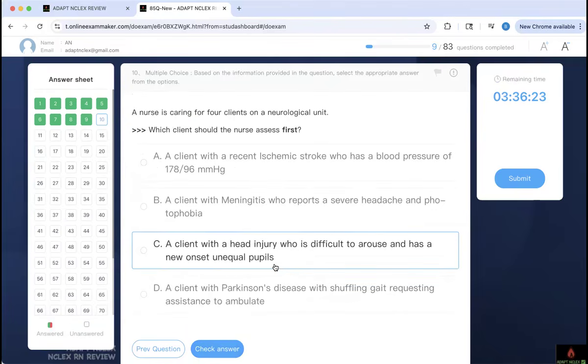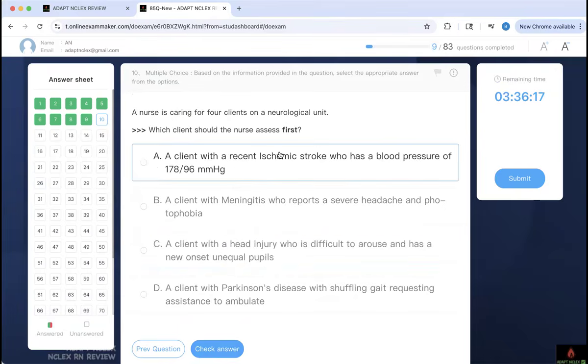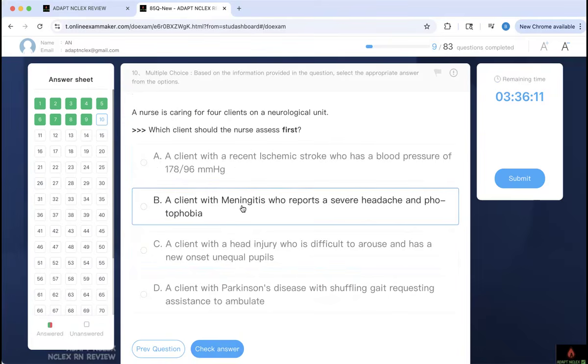And this is caring for 4 clients on the neurological unit, neuro patients. How do you prioritize them? There's a strategy. Ischemic stroke, whose blood pressure is 178/98, recent stroke. Meningitis, who reports a severe headache and photophobia. Is that what you expect? A client with head injury who is difficult to arouse and has new onset unequal pupils. A client with Parkinson's disease, he has what? Shuffling gait, requesting assistance to ambulate.